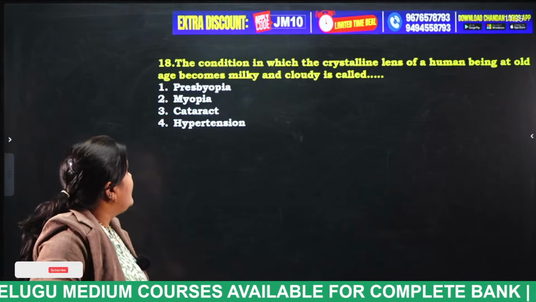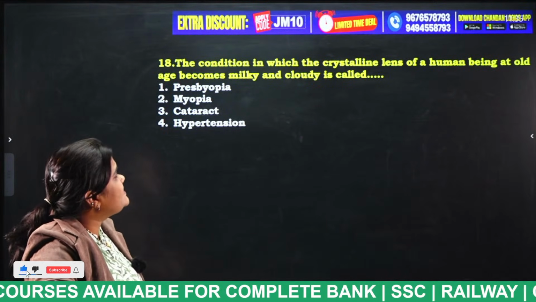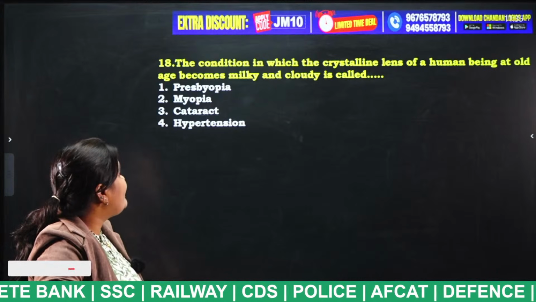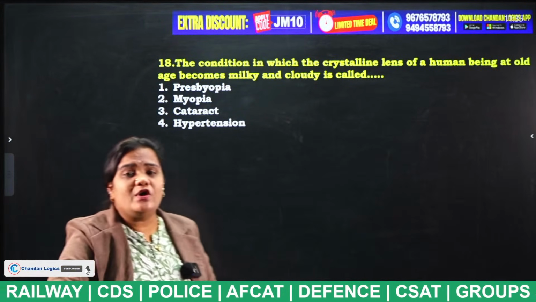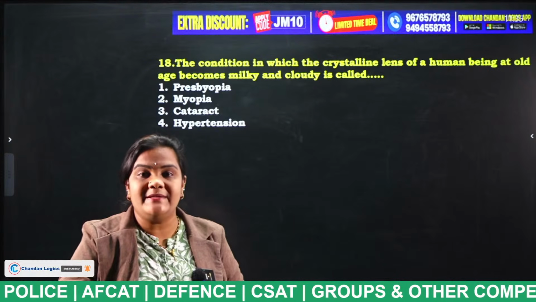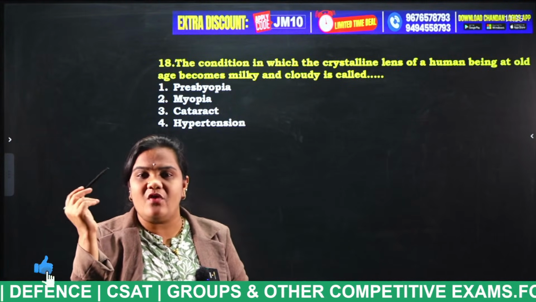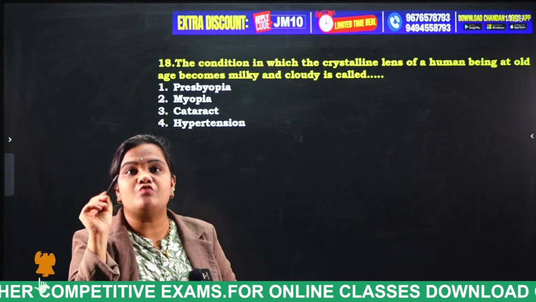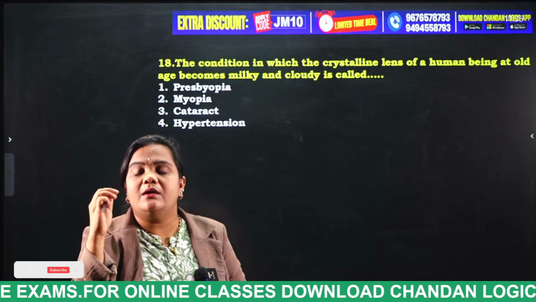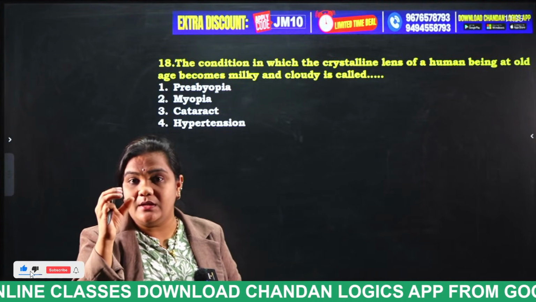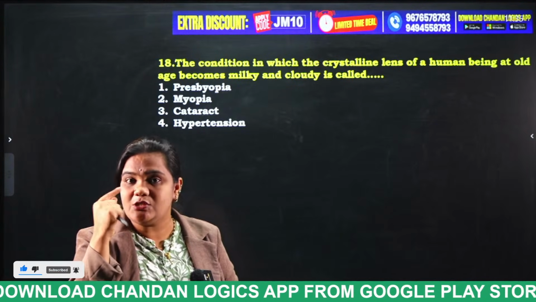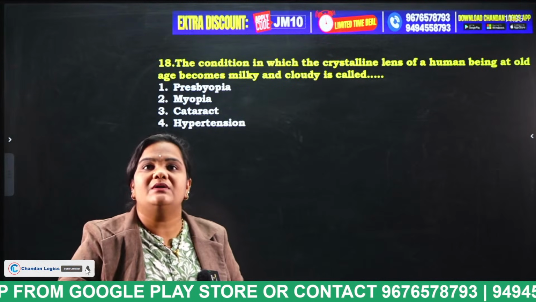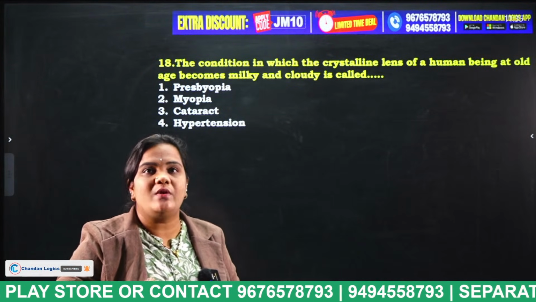Next. The condition in which the crystalline lens of a human being at old age becomes milky and cloudy is called presbyopia, myopia, cataract, hypertension. If you look at old women or old men, their eyes appear to have white, cloudy layers. Due to the deposition of protein in a single spot, that cloudiness appears. That condition is known as what?